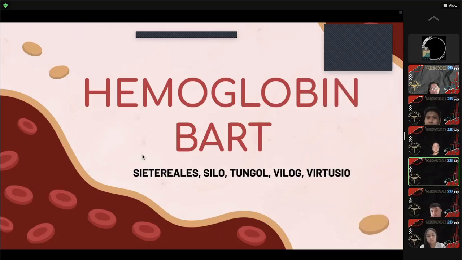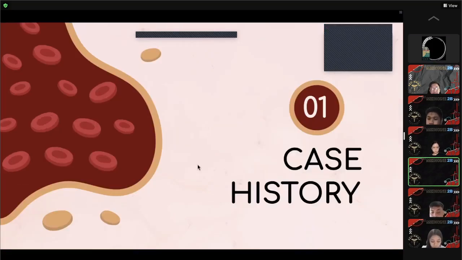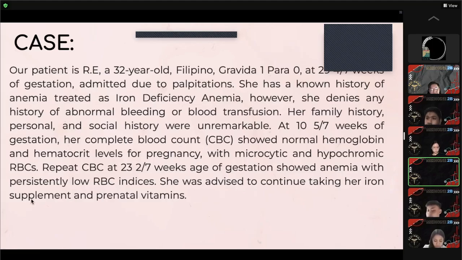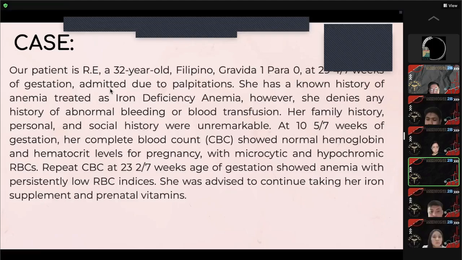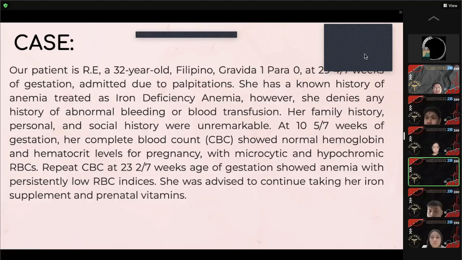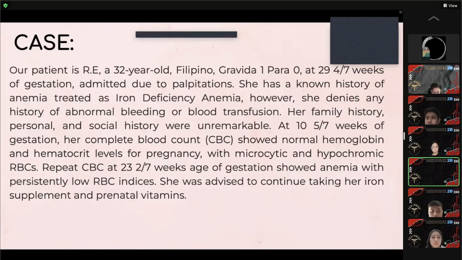So our case is about hemoglobin. For our case history, our patient is RE, a 32-year-old Filipino Gravida 1 para 0 at 29 4/7 weeks of gestation, admitted due to palpitations. She has a known history of anemia treated as iron deficiency anemia. However, she denies any history of abnormal bleeding or blood transfusion. Her family history, personal and social history were unremarkable.